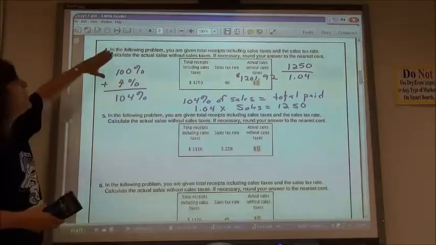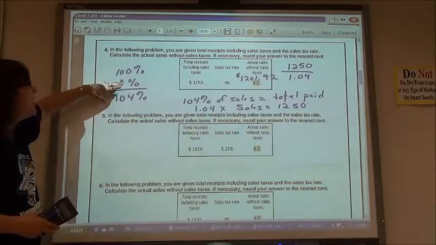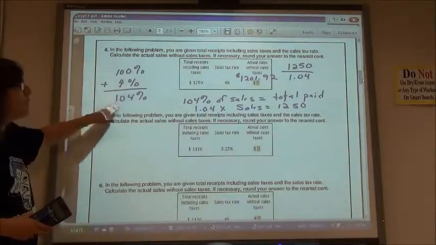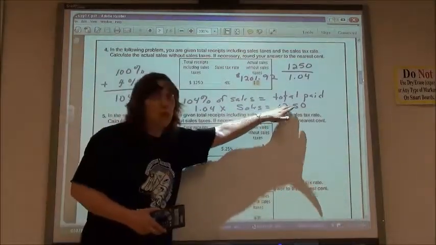So I have to think about the full sales being 100%. I have to add the tax on, so 104% is what I ended up with to get the total that I paid.